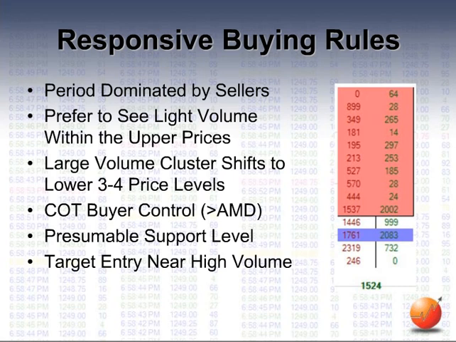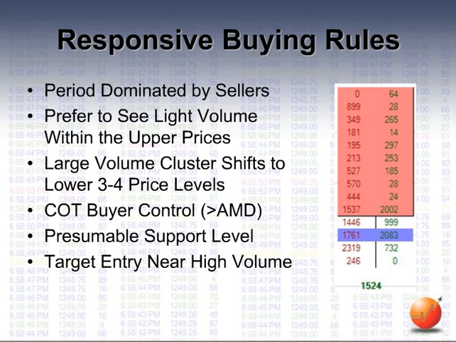Question, what is light volume? Well, in this particular case, all of the volume is 400 or 500 contracts or less. And then suddenly, down at the bottom, we see 2,300, 1,700, tremendously different, right? 3x. All right, so we want to see that the volume above us has been fairly light, and there's a reason for that. And it has to do with our risk versus reward, which we'll go into in depth tomorrow.